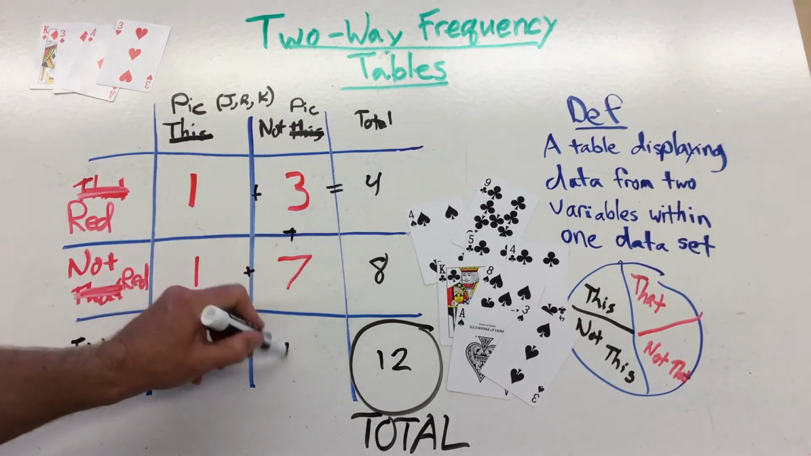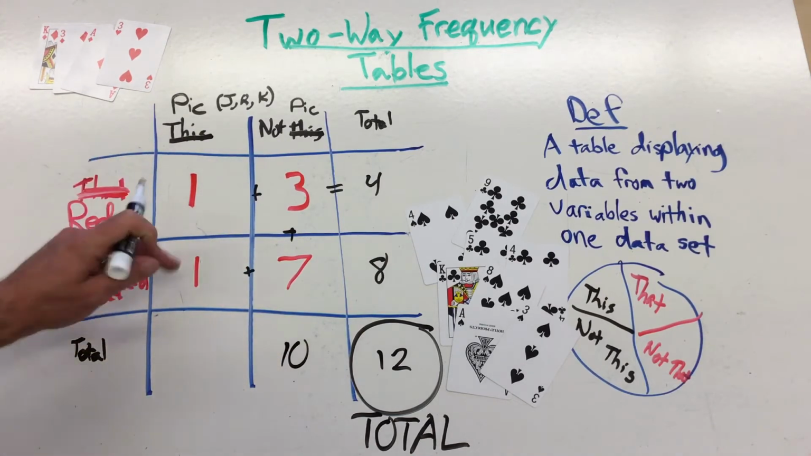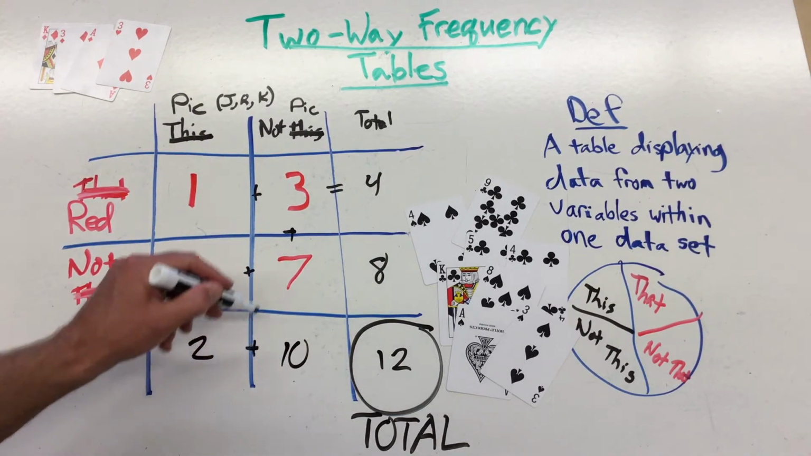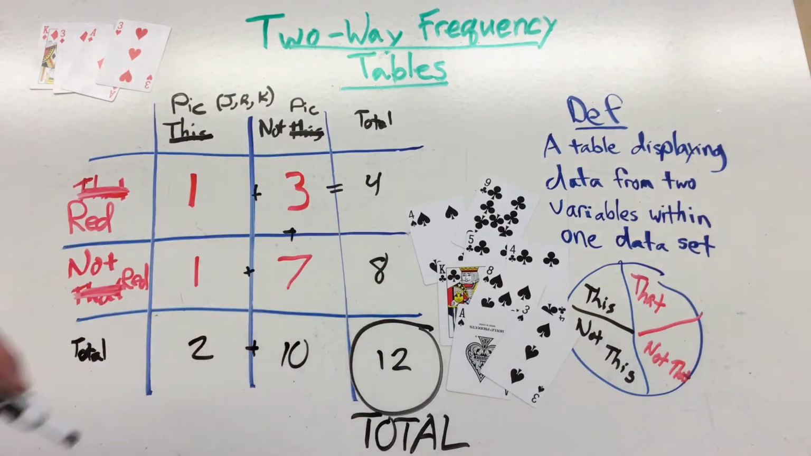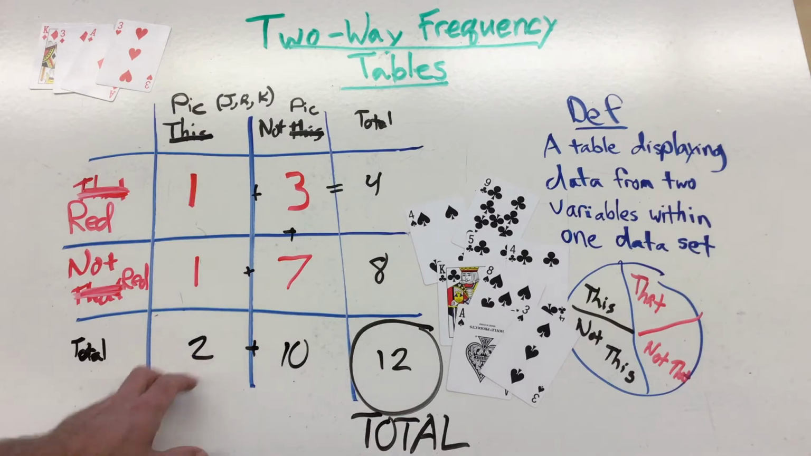3 plus 7, 10. 1 plus 1, 2. We add those together, we get 12. So we bring it all down together, we have a total of 12. Either way we look at it, if we go this way or that way, put a little plus sign right there.